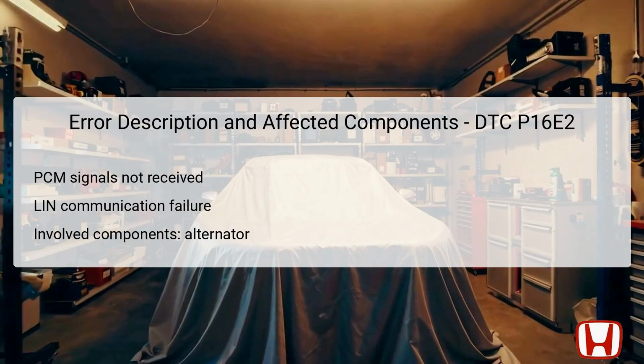Locations to check include connector terminals at the alternator, plus B terminal, the PCM, and related components. Each of these parts plays a pivotal role in ensuring the electrical system operates smoothly. Failure in any might lead to power delivery issues.